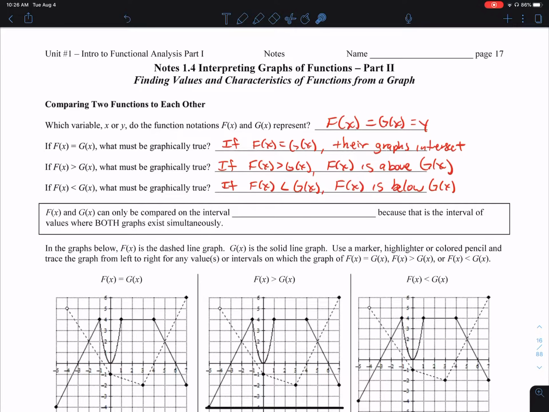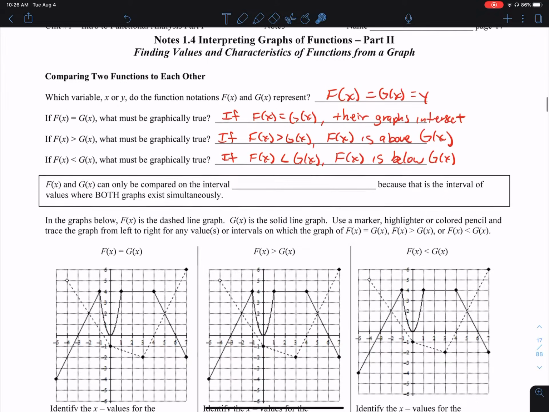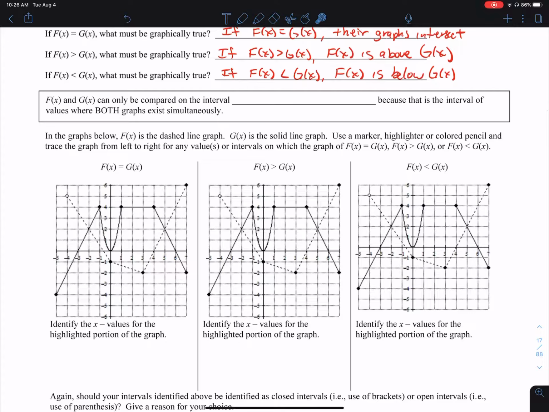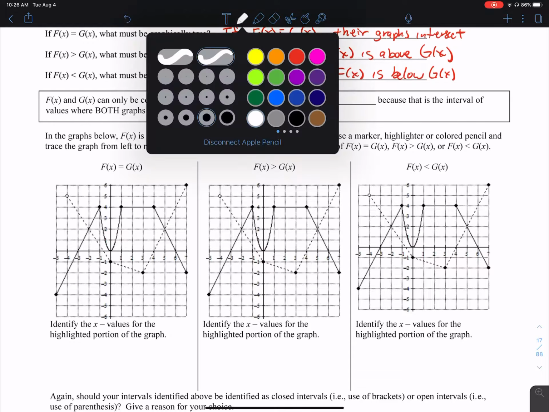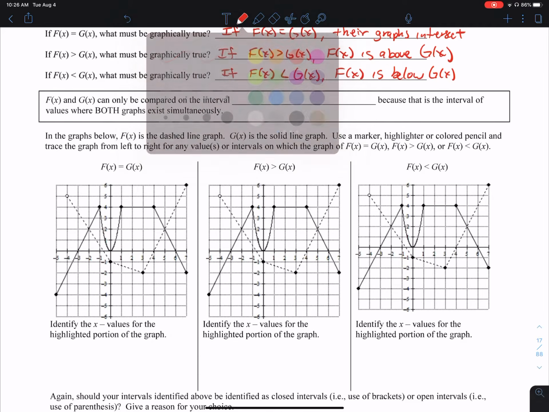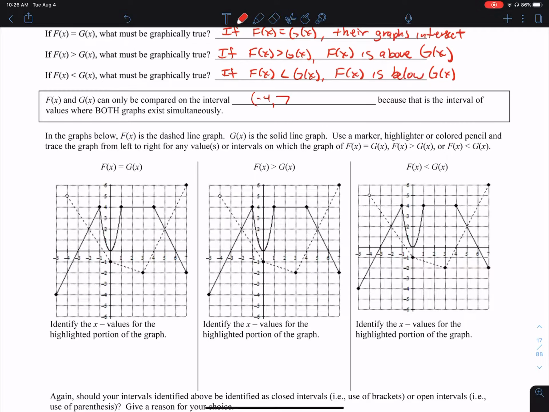Hopefully, when you look at these things, you think these are no-duh statements. But there is some duh out there, otherwise we wouldn't have to talk about it. G and f can only be compared on the interval from -4 to 7. That would be -4 non-inclusive to 7 inclusive, because that is the interval on which both graphs exist simultaneously.